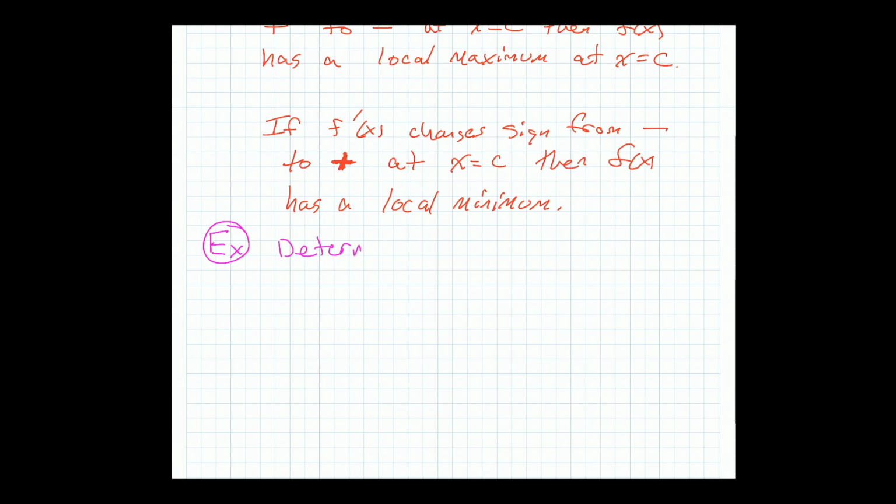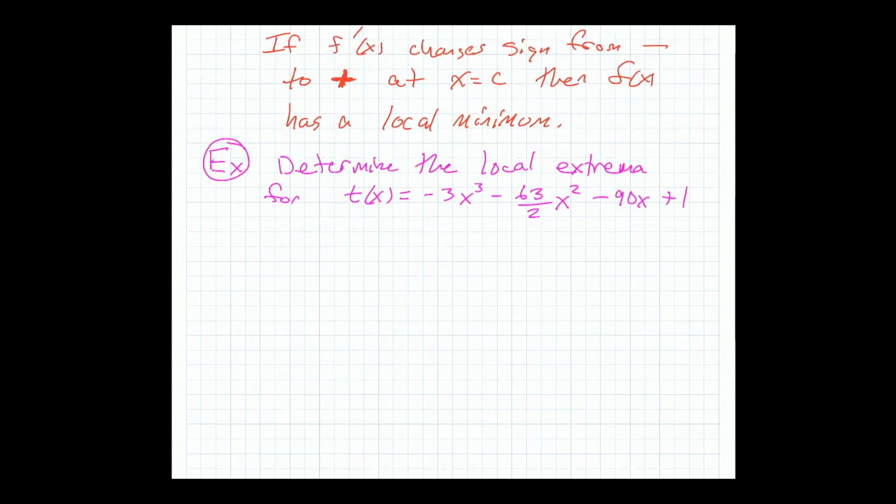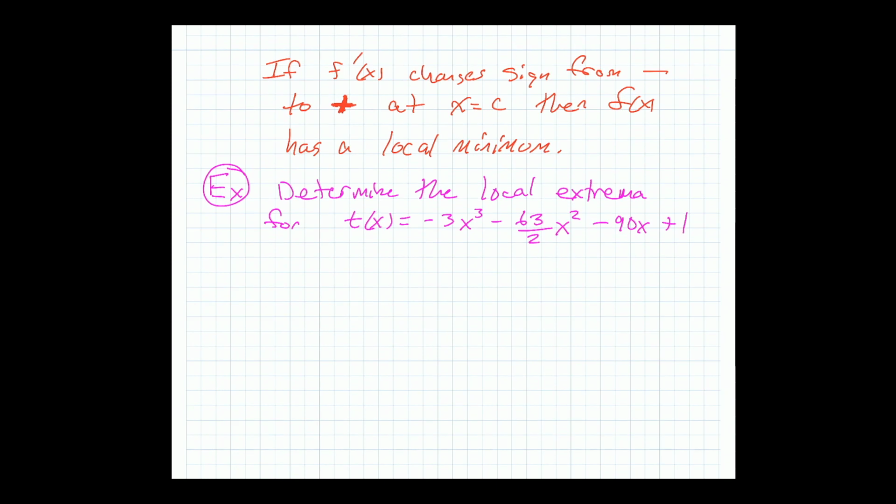Determine the local extrema, right? That means minimums and maximums, for t of x again, weird: negative 3x cubed minus 63 over 2 x squared minus 90x plus 1. Okay? Determine the local extrema. So what you're going to have to do is find critical points. That's your first step. And we know how to do that from the last section.